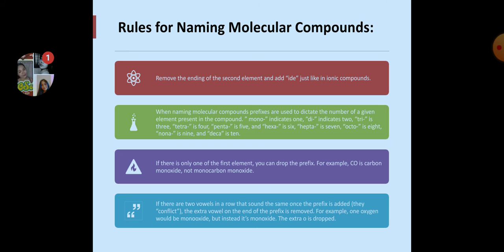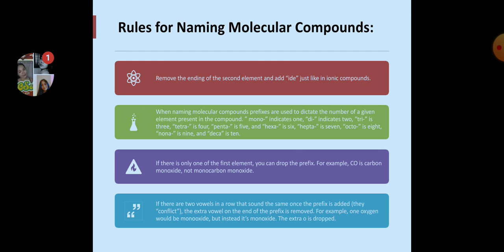Okay, so these are the 4 rules for naming molecular compounds. I'm pretty sure you are already familiar with these, so we will just review. The first rule: for the last element in the compound, we replace its ending with "ide". For example, if the last element in the compound is oxygen, we replace the ending "gen" with "ide". So, instead of oxygen, it becomes oxide.